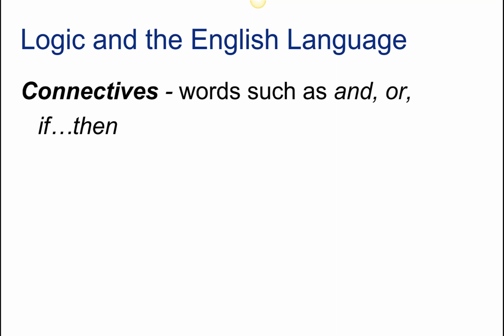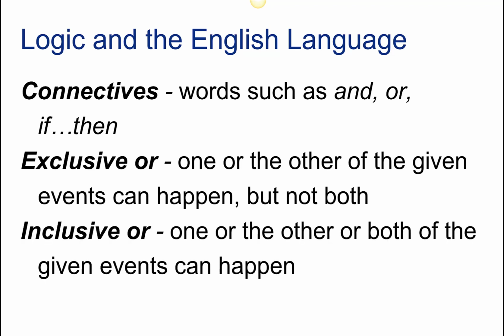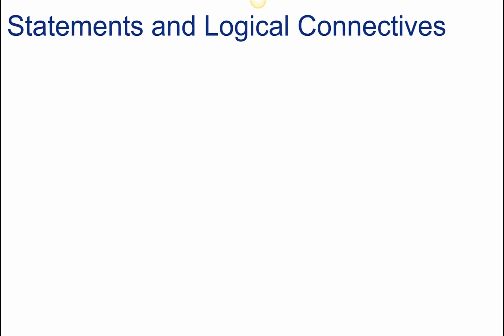So in logic, we use connectives, and these are words such as and, or, if, then, if and only if. Exclusive or is one or the other can happen, but not both. The inclusive or, which is generally what we use in this course, is one or the other or both can happen.